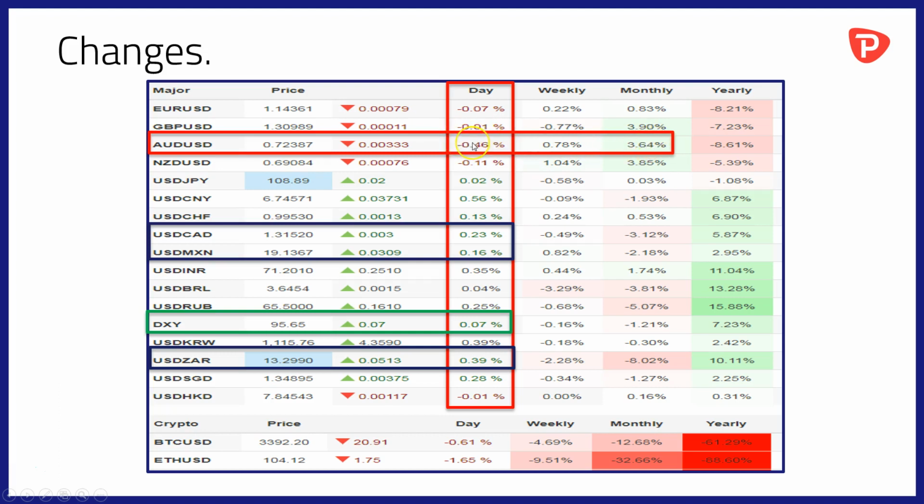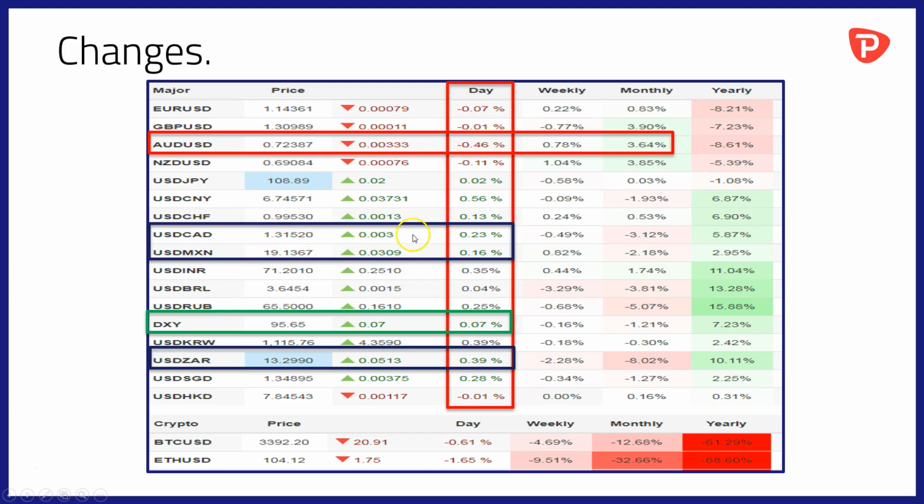What I suspect we're seeing here is a bit of book squaring and profit taking ahead of the weekend, and of course ahead of key US unemployment data coming out later. We'll look at some of the reasons that also would have affected traders' thinking around the Aussie dollar a bit later on in the video.